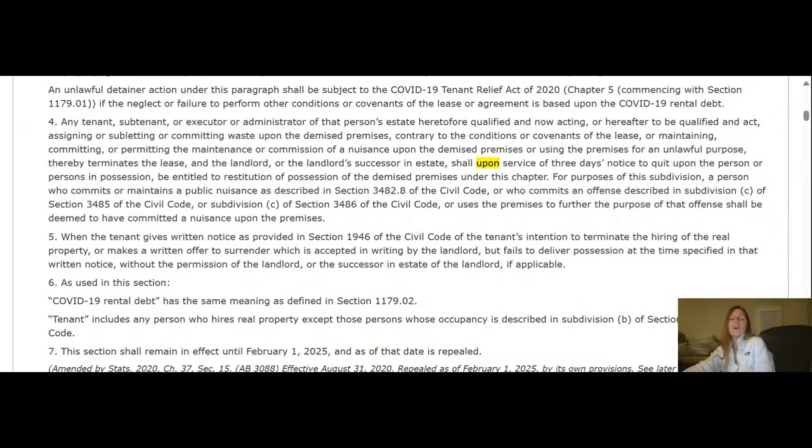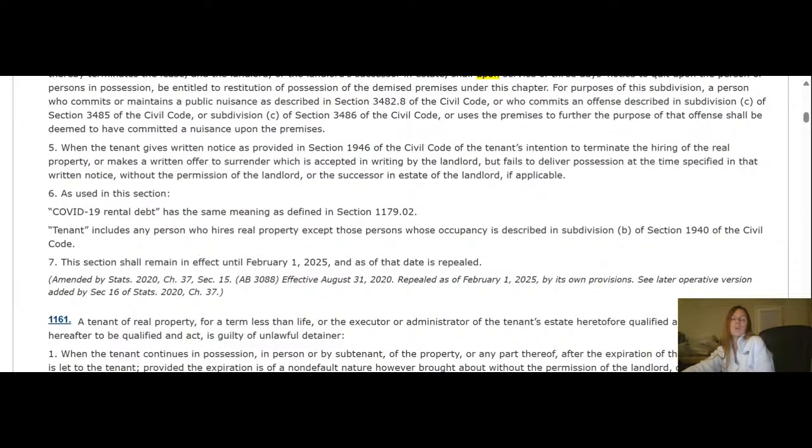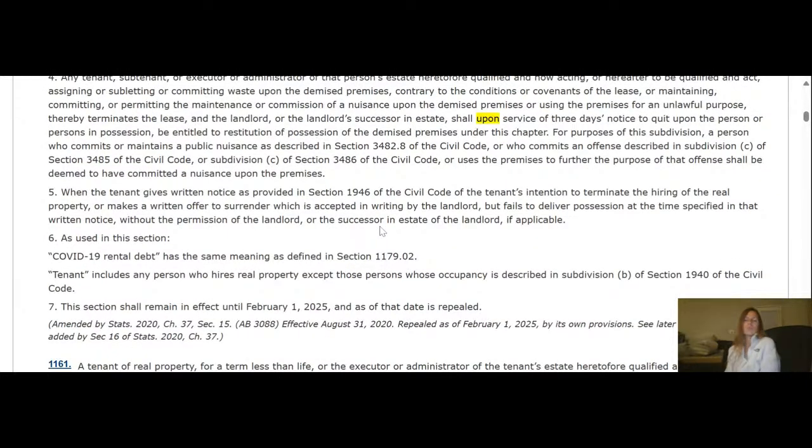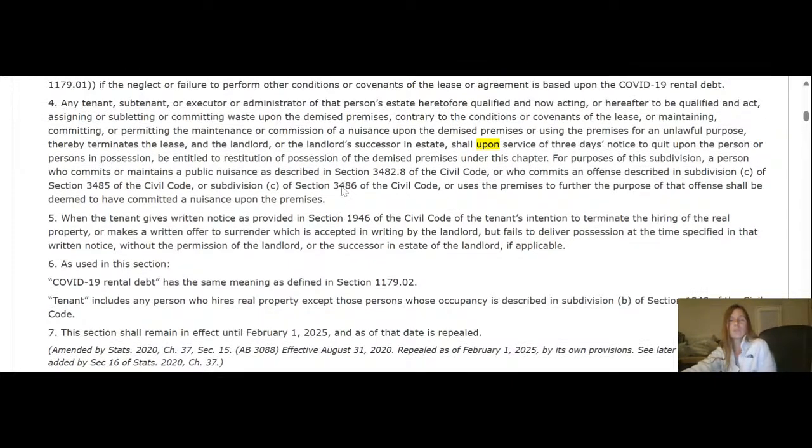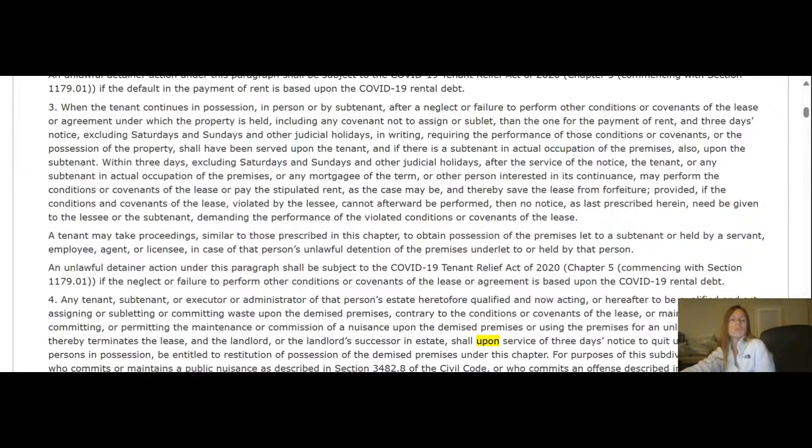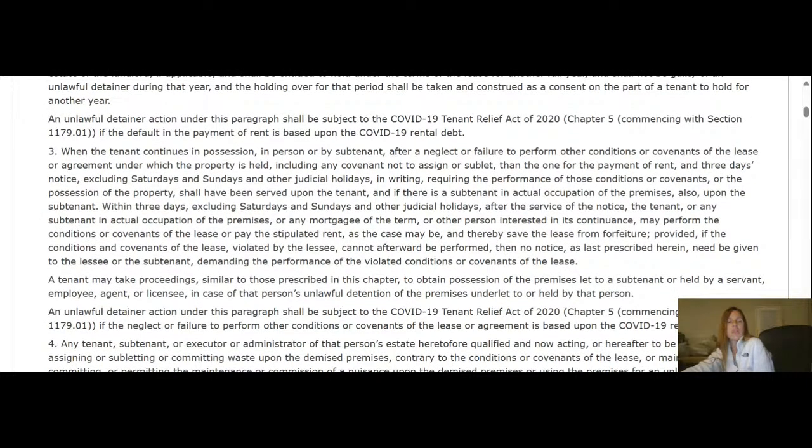what is this hereto qualified and now acting, or therefore to be qualified and act assigning or subletting or committing waste on this? I feel like these are for cause reasons to evict a tenant, but because we're talking about nuisance, and before that we were talking about conditions and covenants of the lease or pay the stipulated rent. The case may be, and save the lease from forfeiture. So we're talking about violated conditions.